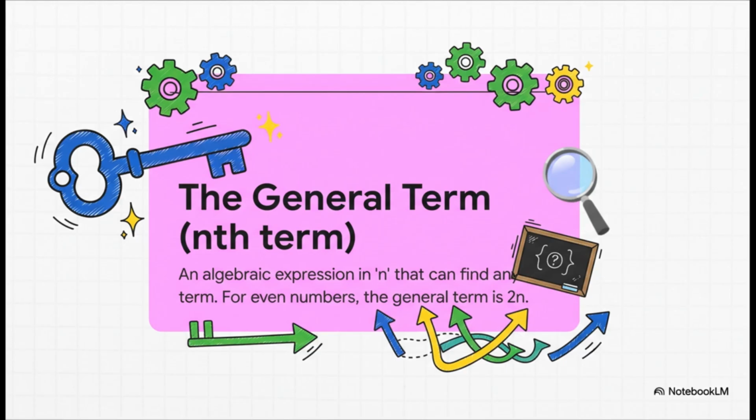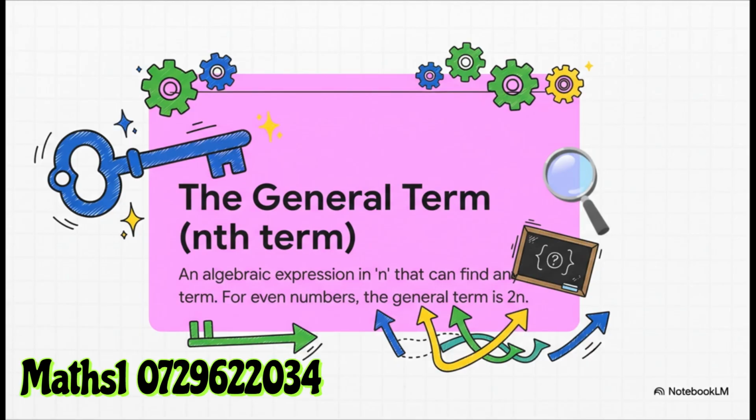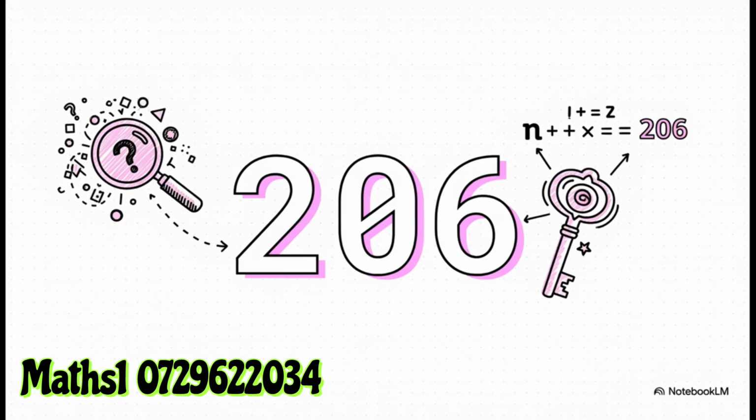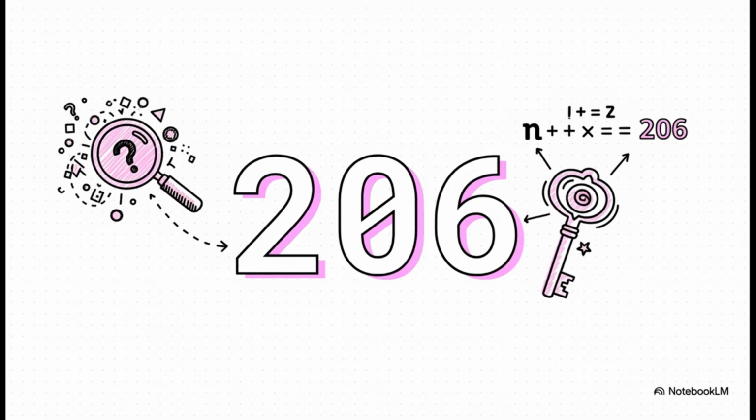In algebra, we use the letter n to stand in for any position in the sequence. So for our even numbers, the general term, our master key, is just 2 times n, which we write as 2n. So now we can finally solve our big mystery. We wanted the 103rd term. Using our master key, 2n, we just swap out n for 103. So 2 times 103 is 206. And just like that, mystery solved.